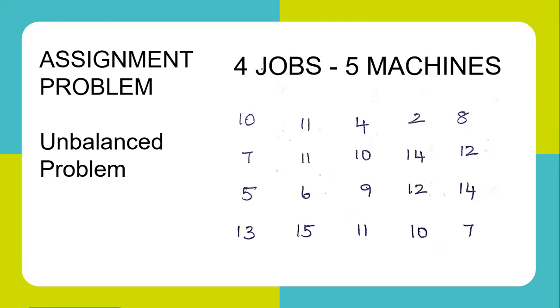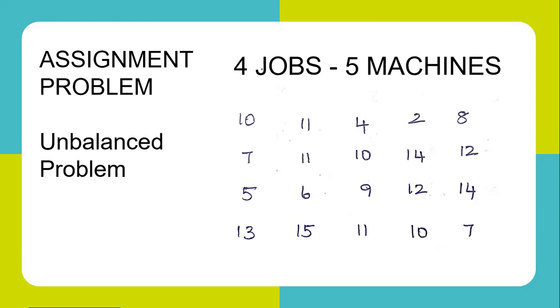So here the matrix given is a 4x5 matrix. That is, there are 4 jobs and 5 missions. And this solution is to be found by balancing the matrix. The balanced matrix can be obtained by equating the number of rows with the number of columns. So the given problem is an unbalanced problem, and to arrive at the solution, we have to balance the given matrix.